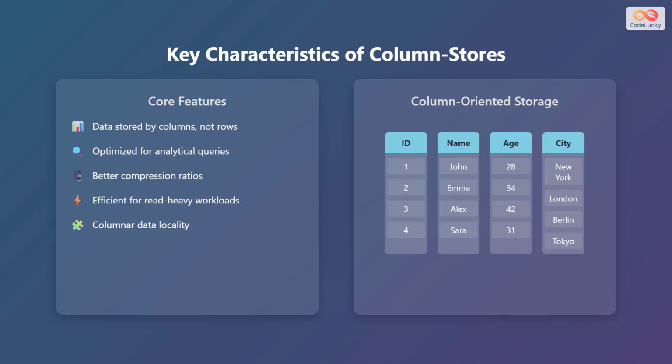The column-oriented storage diagram illustrates how data is organized. Each column stores a specific attribute such as ID, name, age, and city. This structure enables efficient retrieval of data for analytical queries because only the necessary columns need to be read.